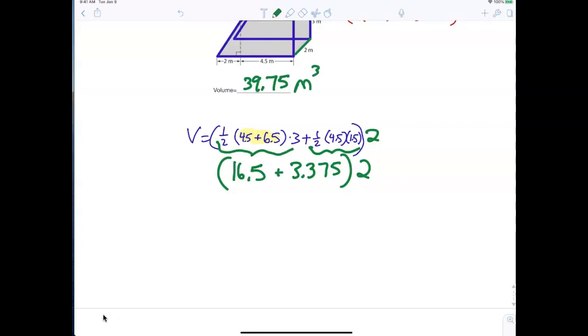Volume is three dimensions. All right, now Tucker, go ahead. Are you disagreeing? That's good for you to disagree. 23.25 meters cubed. Okay, so now a lot of times what you probably did is you didn't hit the equal sign before you multiplied by 2. And then your calculator did 3.375 times 2 and then added 16.5. You should have done 16.5 plus 3.375, then put an equal sign.